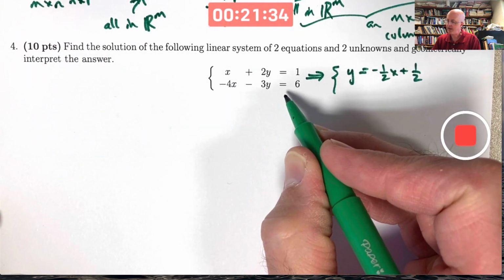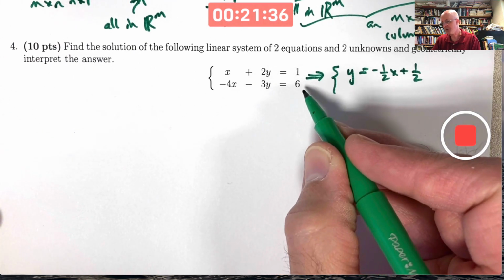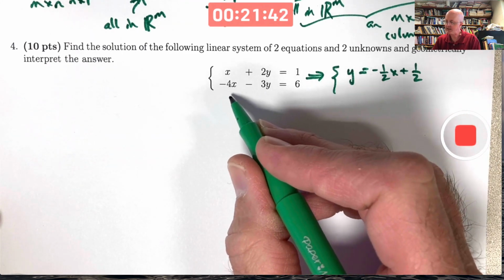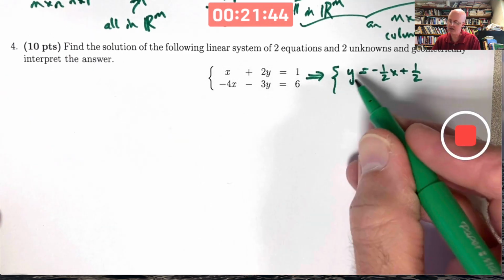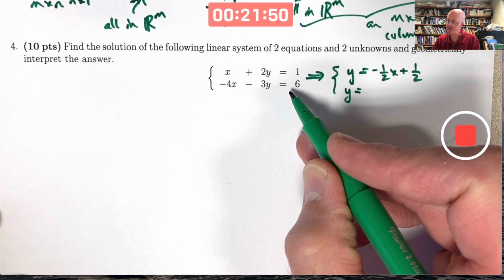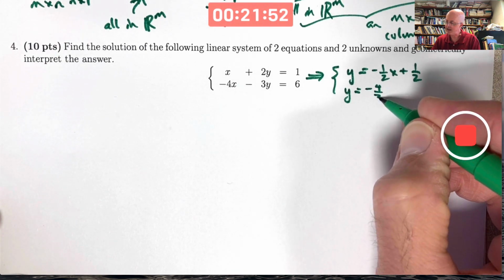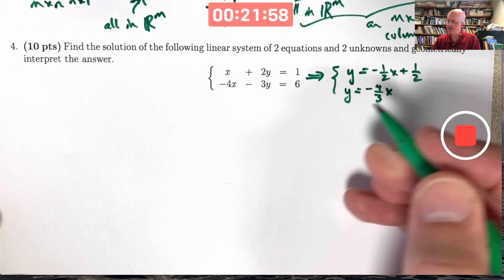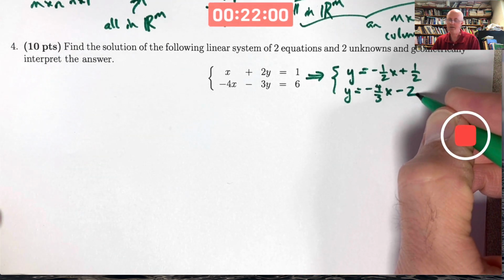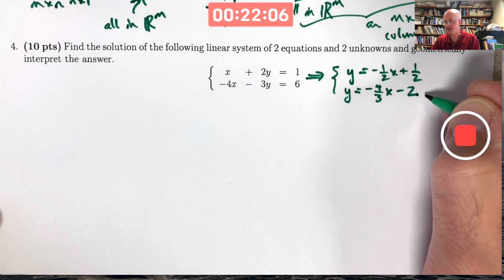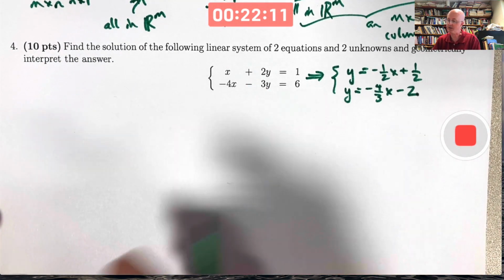This one, I think I'll imagine adding 3y to both sides, dividing by 3, or, well, maybe I should add 4x to both sides and then divide both sides by negative 3. Add 4x to both sides, I'm going to get a plus 4x over there, but divide by negative 3, I'll get a negative 4/3 x. And then 6 divided by negative 3 is going to be negative 2. Okay? So this is a line with a slope of negative 1/2 and a y-intercept of positive 1/2, and this is a line with a slope of negative 4/3 and a y-intercept of negative 2. I could draw those lines. The point of intersection will be the solution.